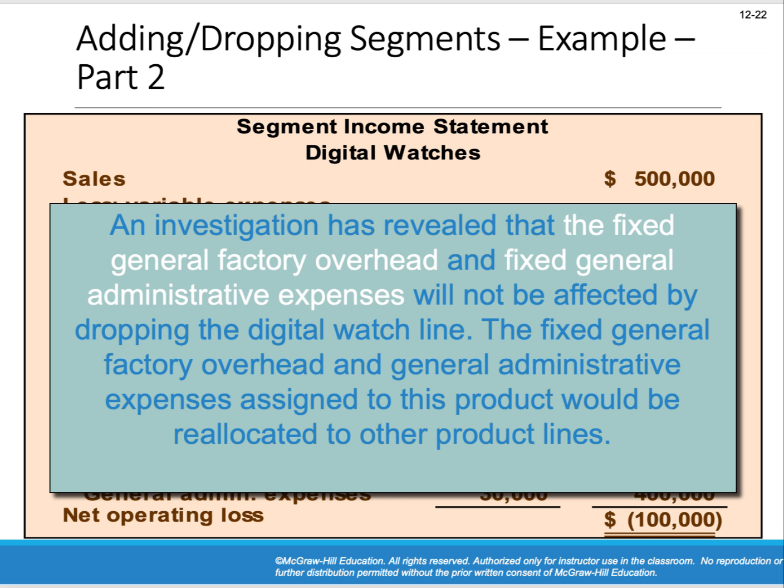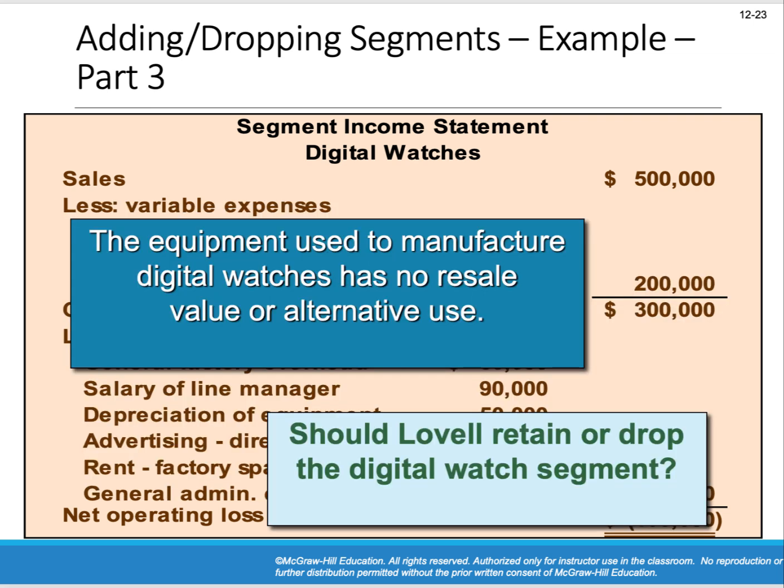They go on to say that the fixed general factory overhead and general administrative expenses assigned to this product would be reallocated to another product line, okay? So we're not getting rid of those costs. They're still there. So right off the bat, those two costs, they're irrelevant. We do not include them, okay? They go on to say that, hey, the equipment that we use to make these digital watches, no resale value, no alternative use, okay? Should we drop the digital watch line?